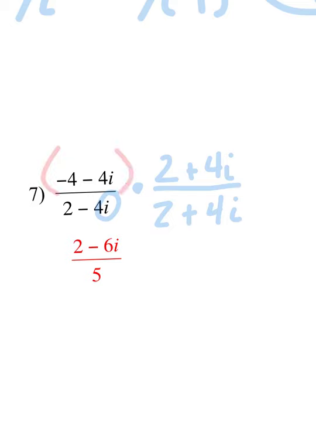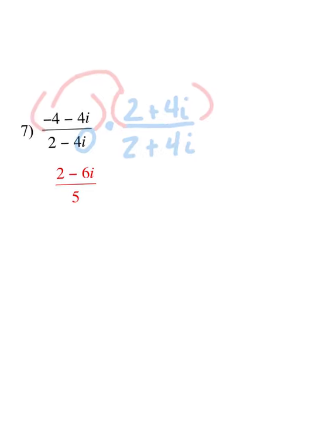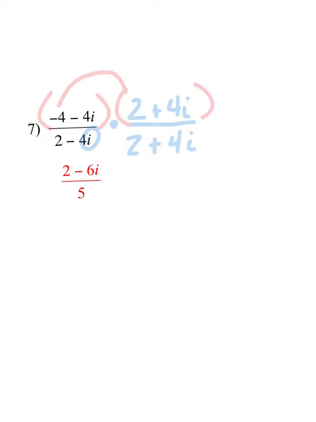So unfortunately for us, that means some more work because we're going to have to use FOIL. Alright, so we're going to have a lot of work here. Negative 4 times 2 will be negative 8. Negative 4 times 4i will be negative 16i.